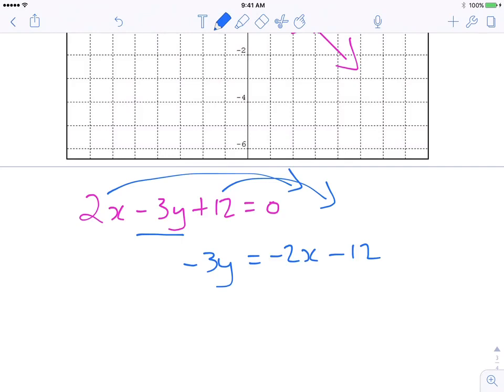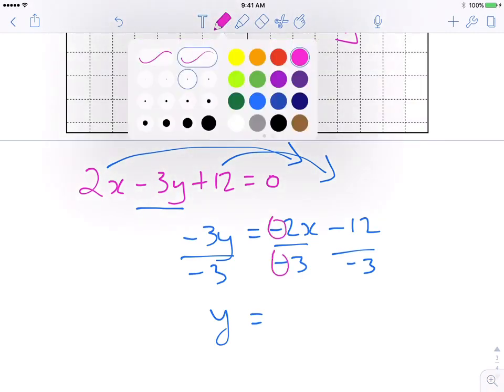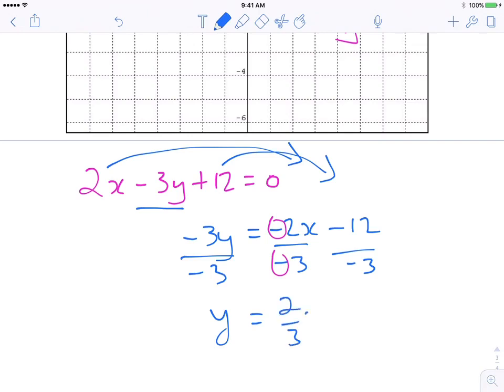Now we need to isolate the y. So we're going to divide by negative 3, but if we divide the negative 3y by negative 3, we must divide everything by negative 3. We reach our goal of isolating the y, and we have to understand here that negative divided by negative is positive. So we have 2/3 x and minus 12 divided by negative 3, which is really minus negative 12 thirds. Well, minus negative really means plus, right? 12 divided by 3 is 4, and so we're left with plus 4.